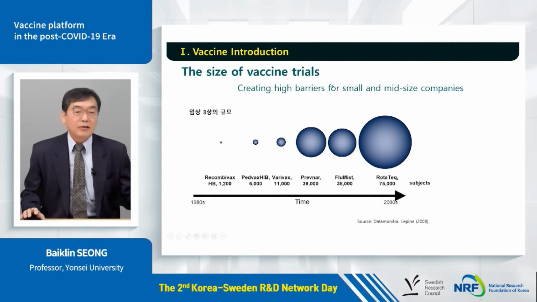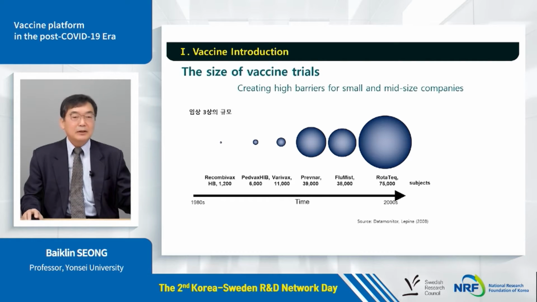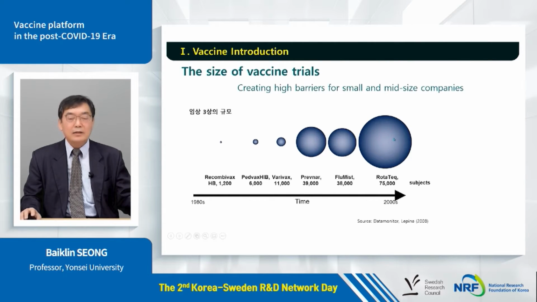Despite this successful example of vaccine development, the size of vaccine trials is ever increasing, creating a high barrier for small and mid-sized companies. One example is Rotatech, which required more than 70,000 people recruited in a phase 3 clinical trial.